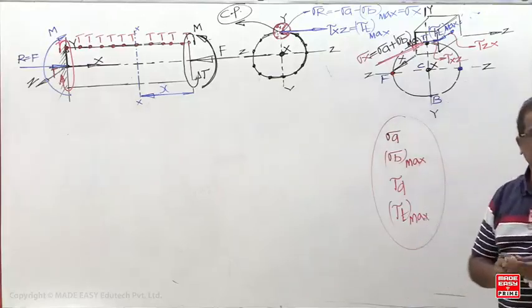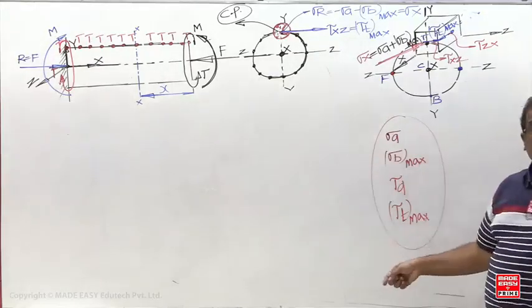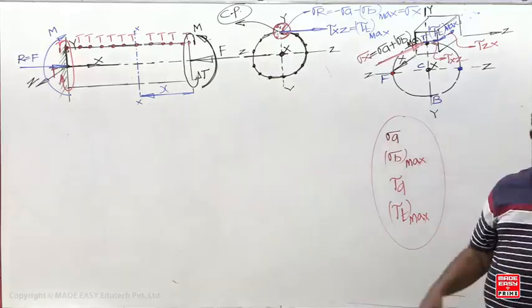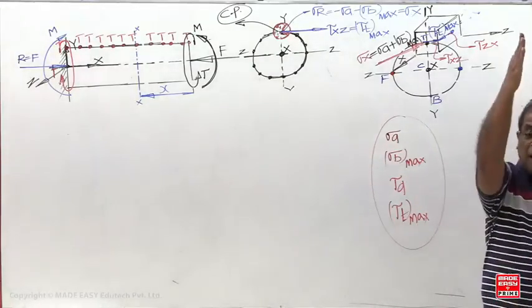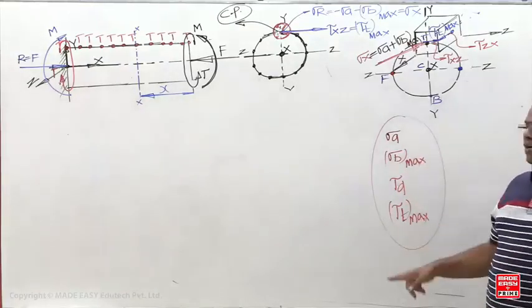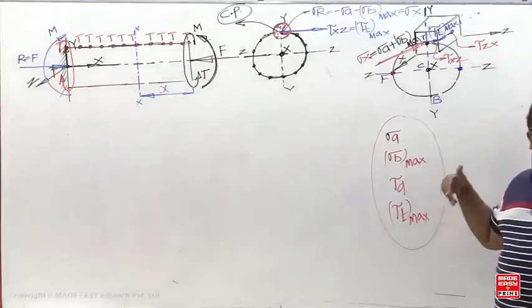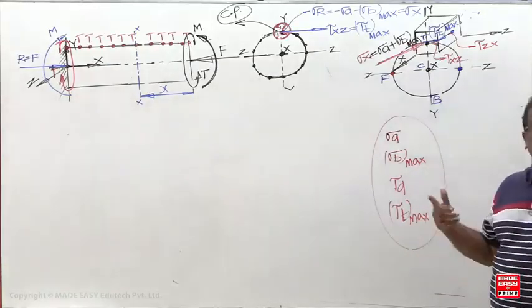What's the drawback of this equation? These are all on the cross section. All these equations give the stress in a member on a cross section. These equations should be used if we are asked about a cross section. P by A, the area of cross section. M by Z, Z is the section modulus of the cross section. T by Zp, polar section modulus.